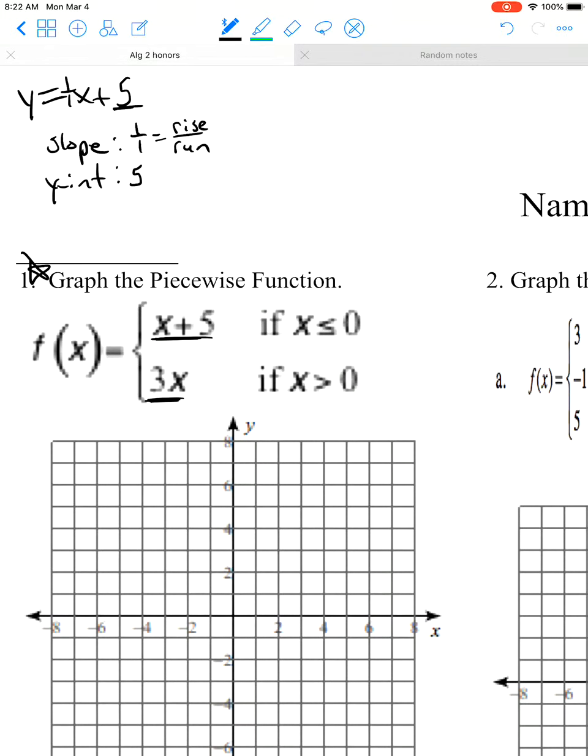So I go to the y-intercept, which is here on 5. And then I count my slope. My slope says rise 1 spot, run 1 spot. Rise 1 spot, run 1 spot. Drop 1 spot, run backwards 1 spot. Drop 1 spot, run backwards 1 spot.